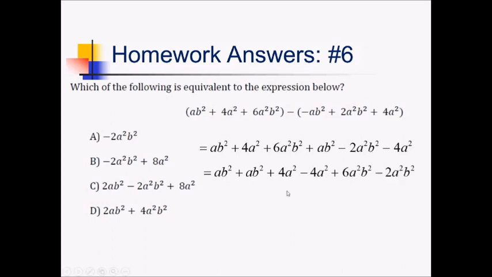All right, so this makes it just a little bit easier to make sure I'm adding like terms together. ab squared plus ab squared, those are really invisible coefficients of 1. So this comes out to 2ab squared. And then 4a squared minus 4a squared, those actually cancel out. So I don't have to write anything for that. And over here we have a 6a squared b squared and a minus 2 of that. So that comes out to positive 4a squared b squared. And is that going to be one of my answer choices? It is. Answer choice D.